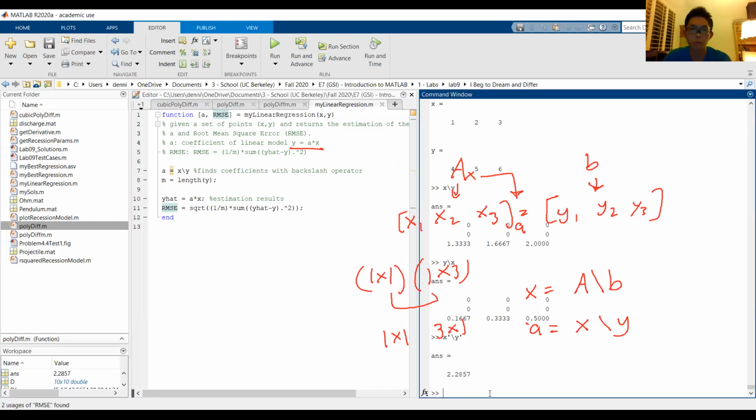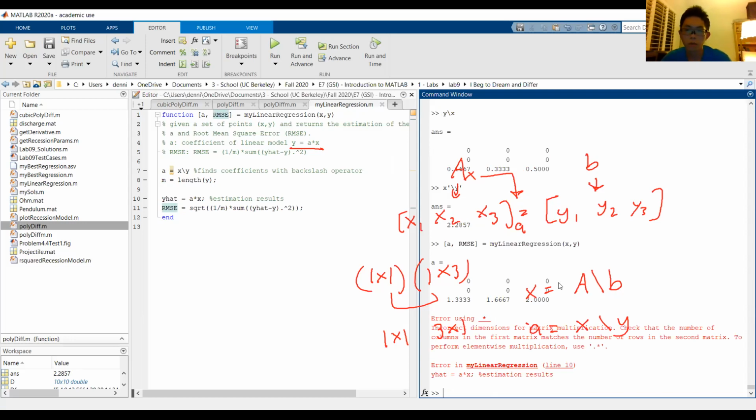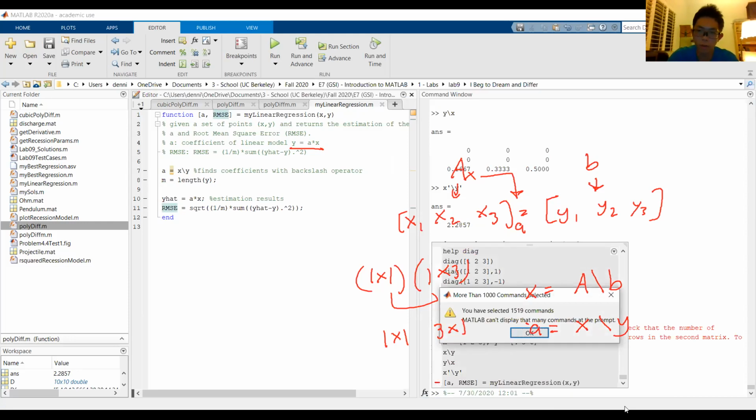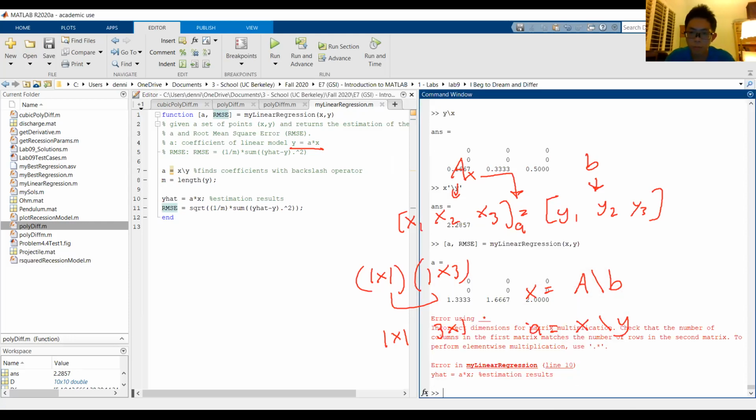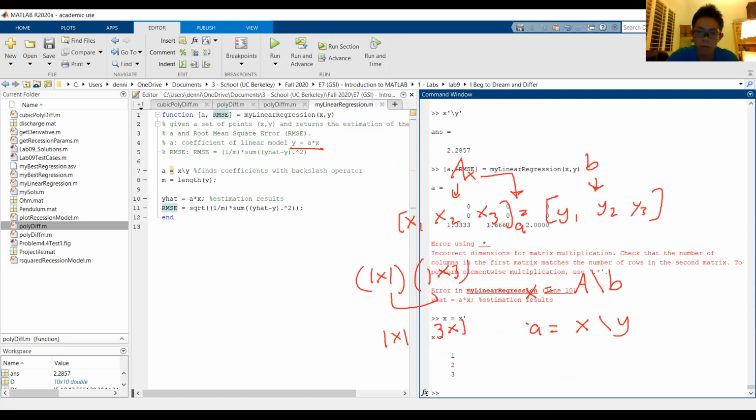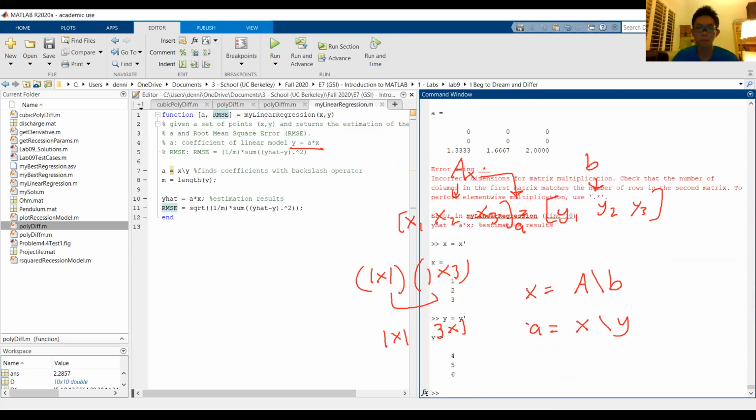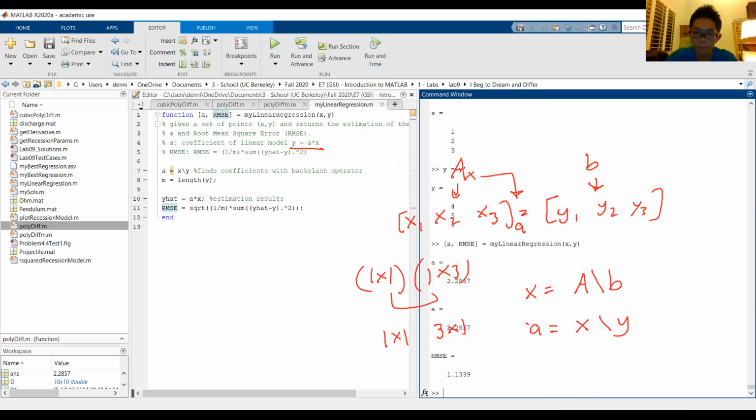We're done, right? No, wait, we still need to check. Linear regression, x comma y. What's x? What's y? And before I forget, a comma RMSE equals... Oh wait, what? Oh, okay. I needed to... here, let me do one thing. X equals x prime. Gotta make this a column vector.